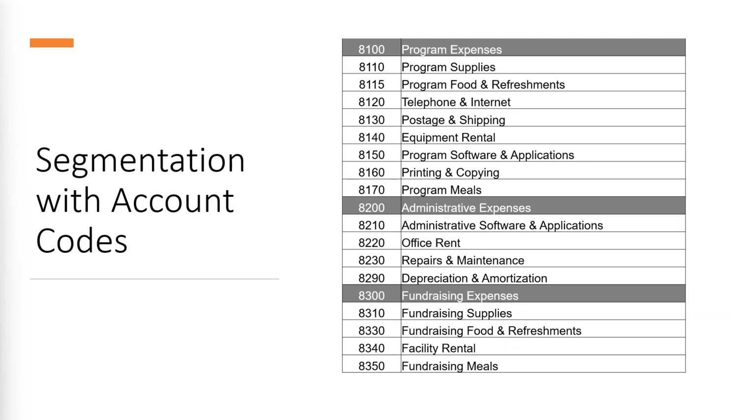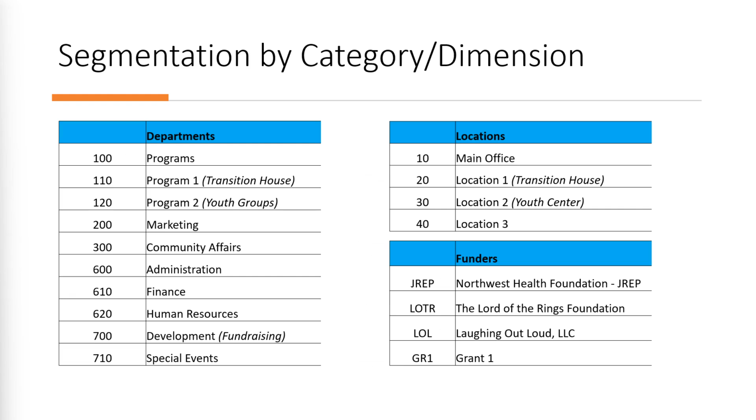Here is a sample chart of accounts segmented using account codes to group expenses by function, program, administration, and fundraising. As your organization grows and becomes more complex, reporting might require additional segmentation. Here is a sample chart of accounts further segmented using categories or dimensions such as departments, locations, and funders.